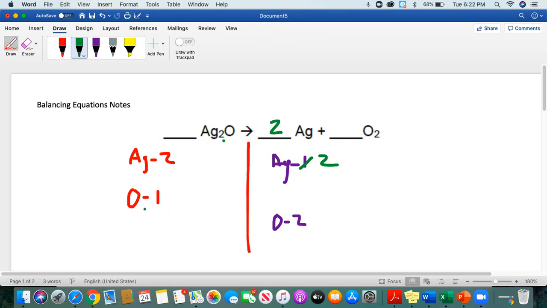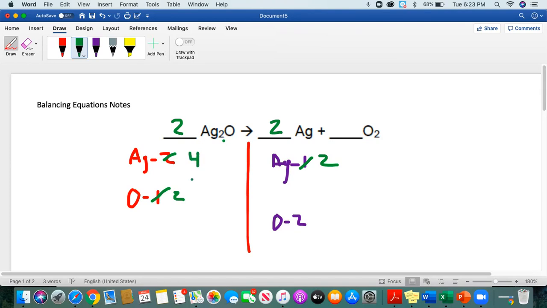So oxygen. Sorry, I have 1 oxygen here, 2 oxygens here. So the simplest thing to do is put a 2. I put a 2. Now this changes this. Now I have 2 oxygens, and this is also balanced. However, because I put this 2 here, this is going to change. That 2 applies to the silver. So now I actually have 4 silvers.